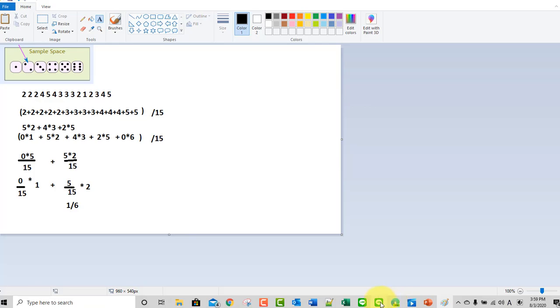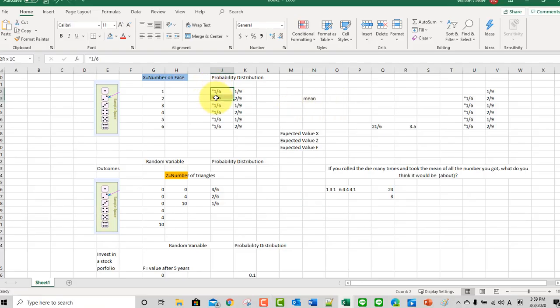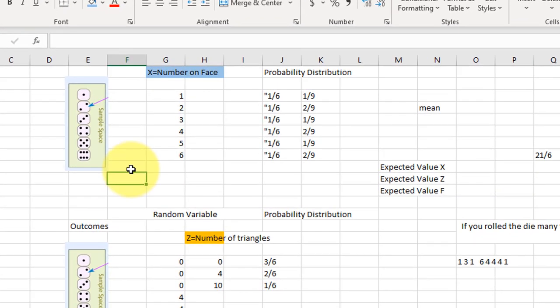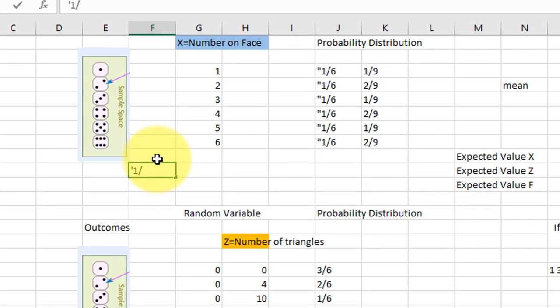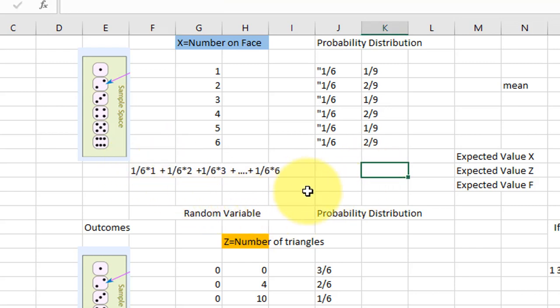Now, where does that 1/6 come from? That 1/6 came from here. In other words, what I just said I should get, what am I expecting here? I'm expecting 1/6 times 1 plus 1/6 times 2 plus, dot, dot, dot, plus, and then the last term is going to be 1/6 times 6. So that's what I'm expecting to get if I do it 1,000,000 times.